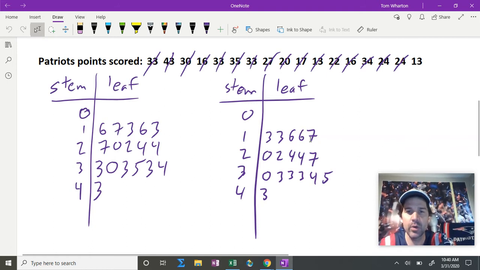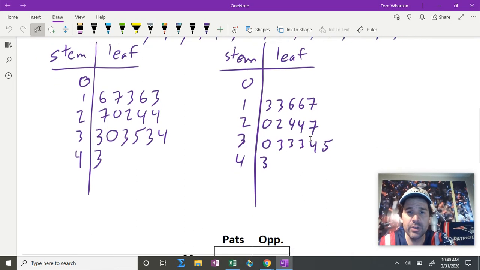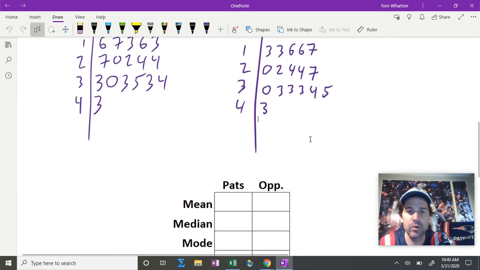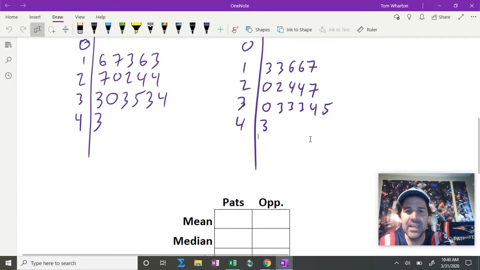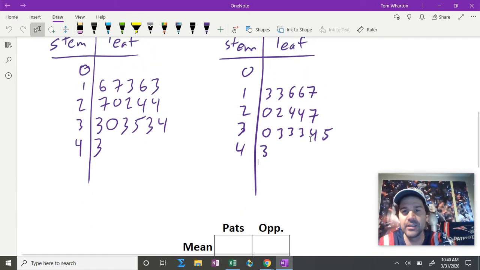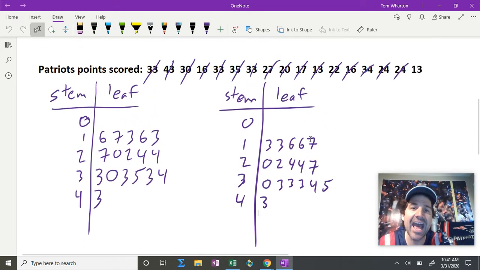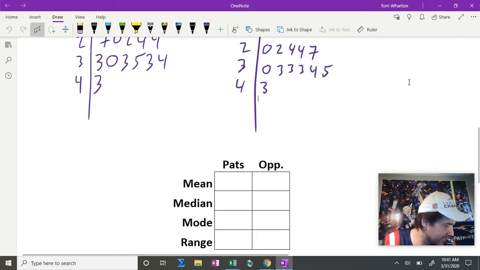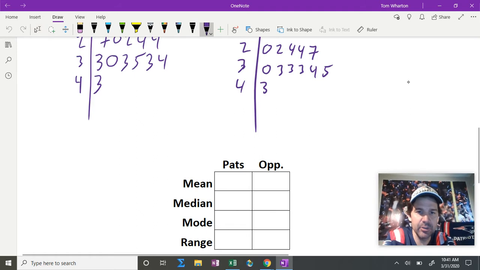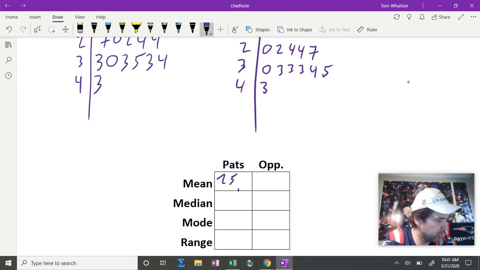So it's a nice quick way of laying things out, and you can find certain types of data pretty quickly. The mean, unfortunately, this does not help you find the mean any quicker than just adding up all 17, doing your calculator, divide by 17. It comes out to be 25.5 approximately was the mean.